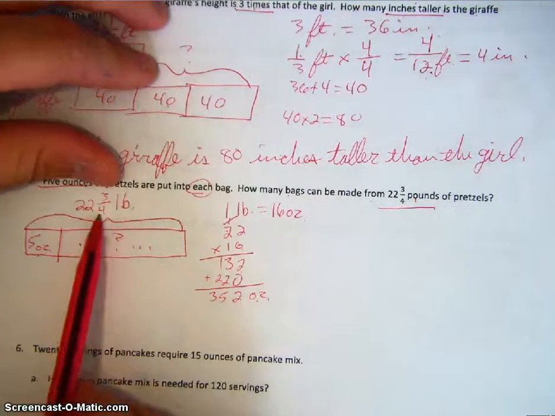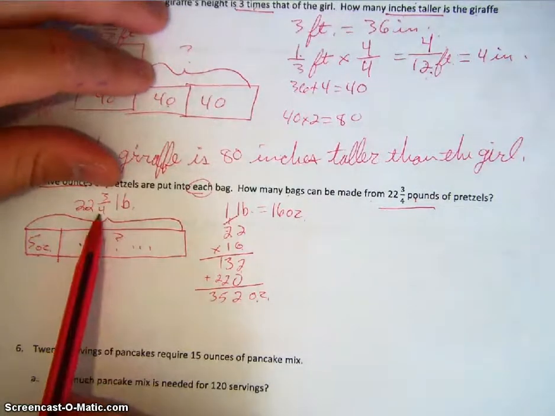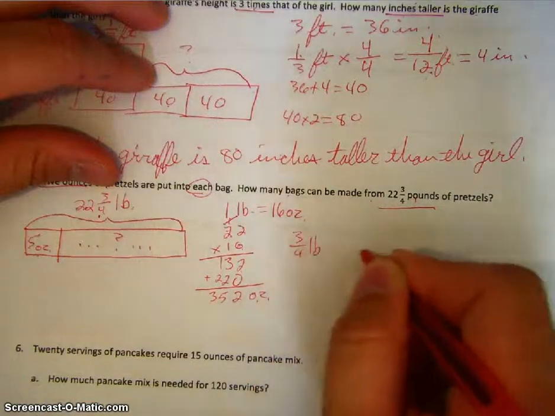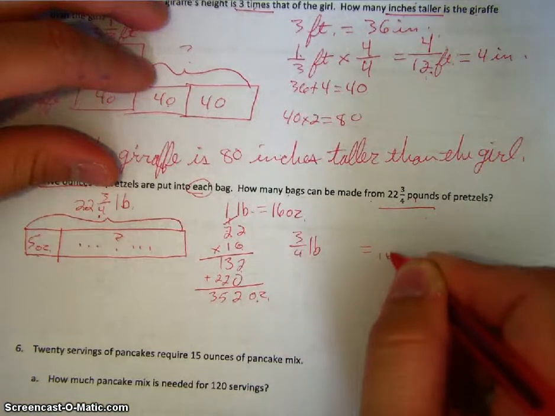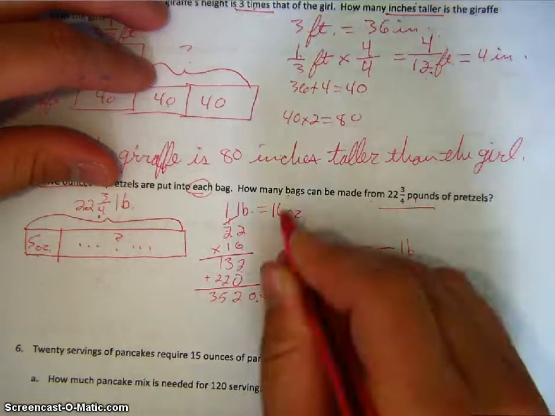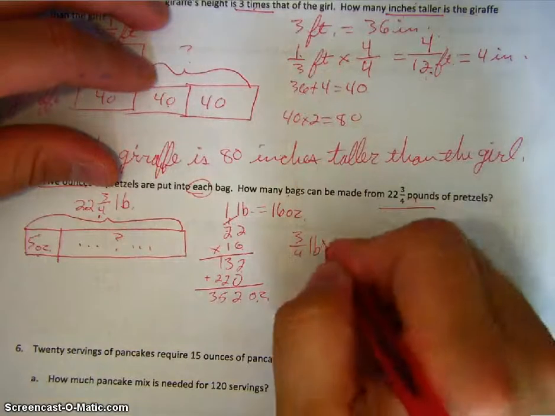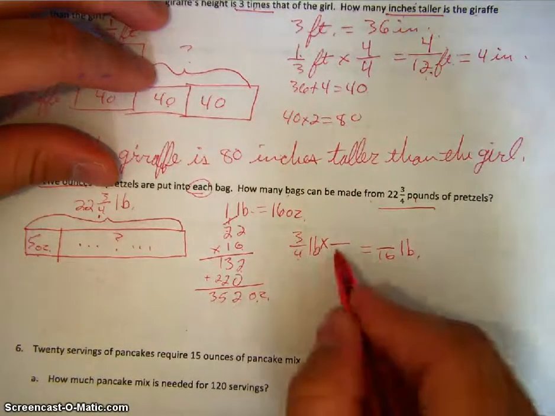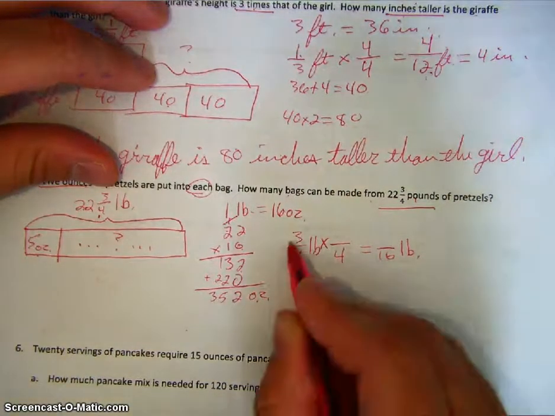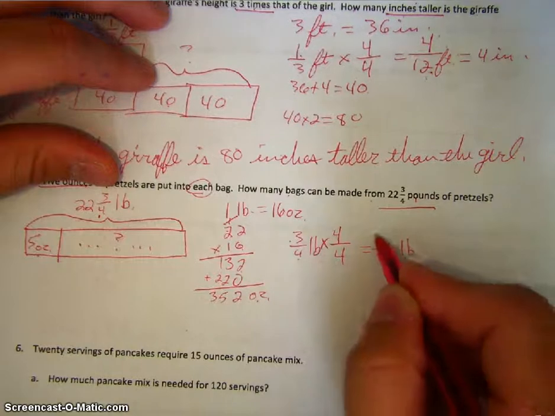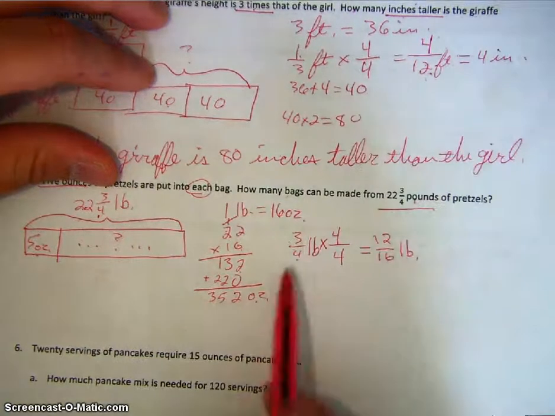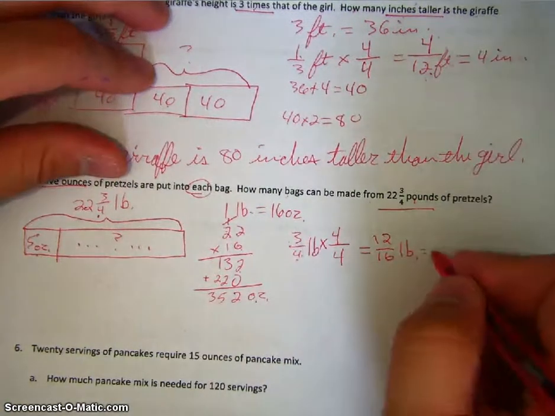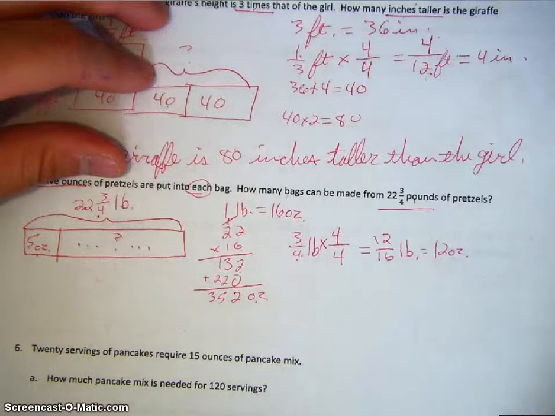Next we have this fraction, 3/4. So we need to think, 3/4 of a pound equals how many 16ths of a pound, because we have 16 ounces. So we think about multiplying to convert. Well, 4 times 4 is 16. So 3 times 4 is 12. So 3/4 of a pound equals 12/16ths of a pound, or 12 ounces.